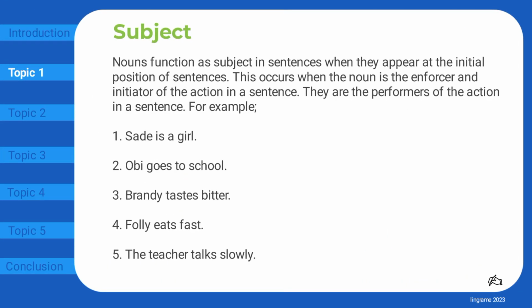Subject. Nouns function as subject in sentences when they appear at the initial position of sentences. This occurs when the noun is the enforcer and initiator of the action in a sentence. They are the performers of the action in a sentence. For example, Sade is a girl. Obi goes to school. Brandy tastes bitter. Folly eats fast. The teacher talks slowly.